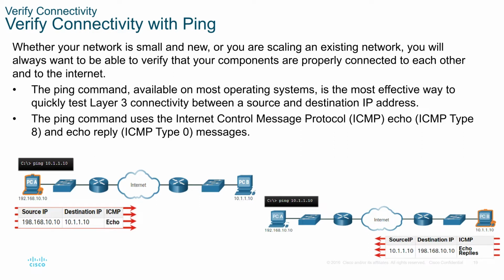The ping command uses ICMP, or Internet Control Message Protocol, echo, which is ICMP type 8, and echo reply, which is ICMP type 0 messages. If you cannot get to your final destination, you may want to ping each interface on the path to find where your network breaks down.